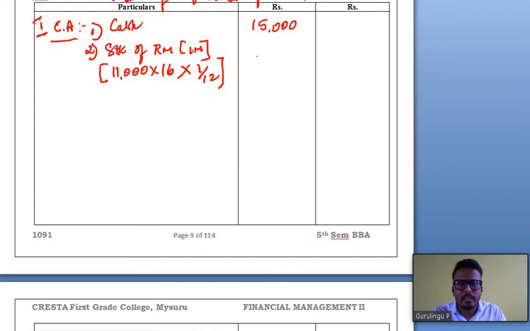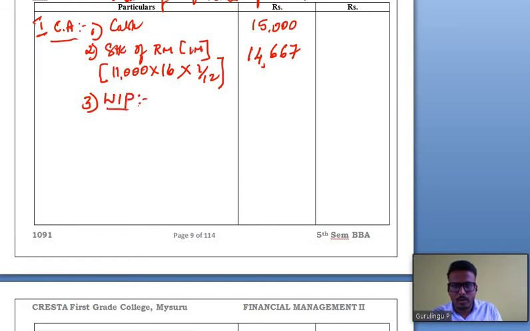The next item will be work in progress. Work in progress is also considered a current asset here. We'll see what adjustment is given for work in progress. Adjustment B: materials are in progress on an average of half a month. Half a month means 0.5 month. Here we are writing it in the bracket. So under work in progress there are 3 items.